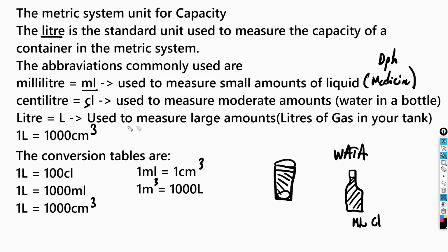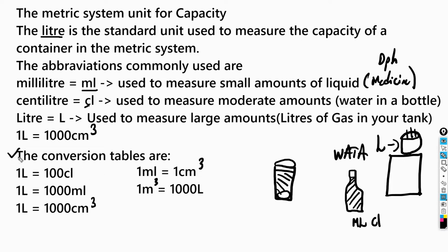And then you have liters, used to measure large amounts, like liters of gas in your gas tank, or liters of water in a huge water tank on the top of your roof. This would be measured in liters because it's really a lot of water. So liters are used to measure large amounts, and 1 liter is equal to 1000 centimeters cubed. The conversion tables are as follows.